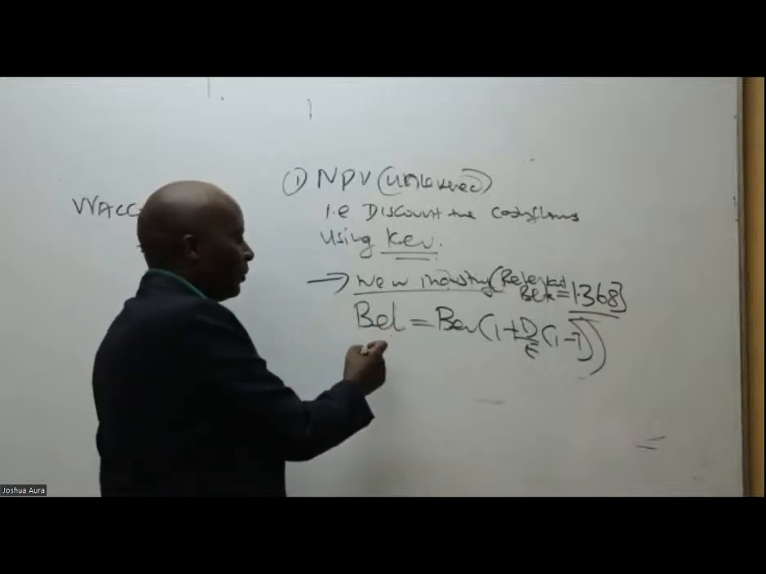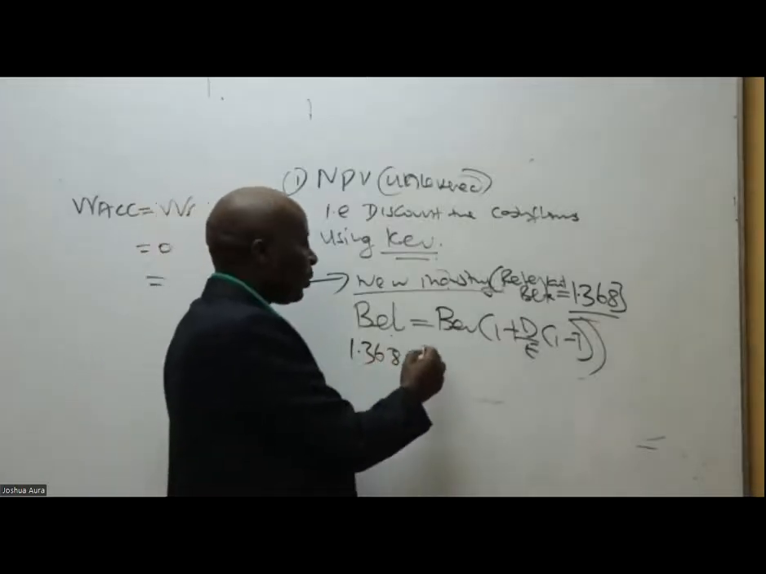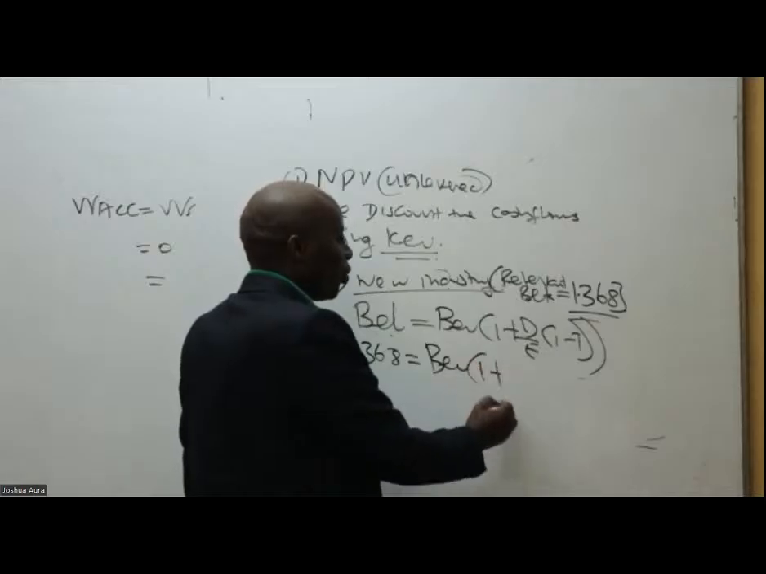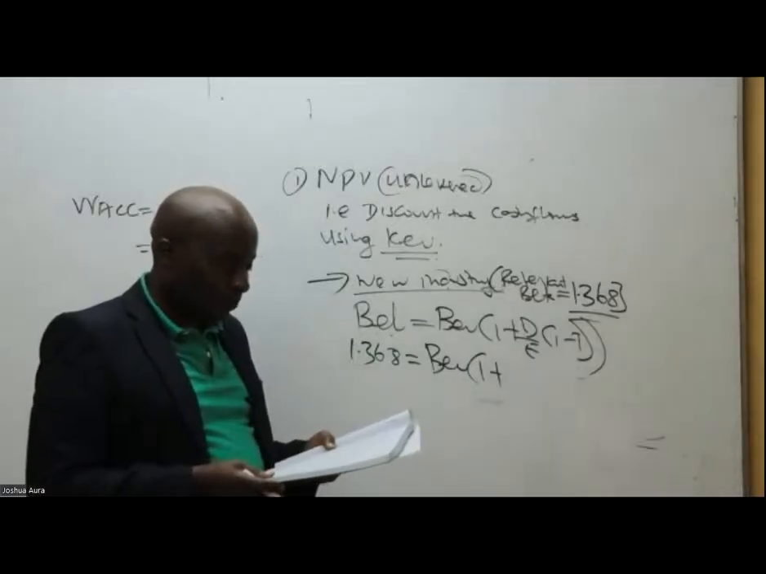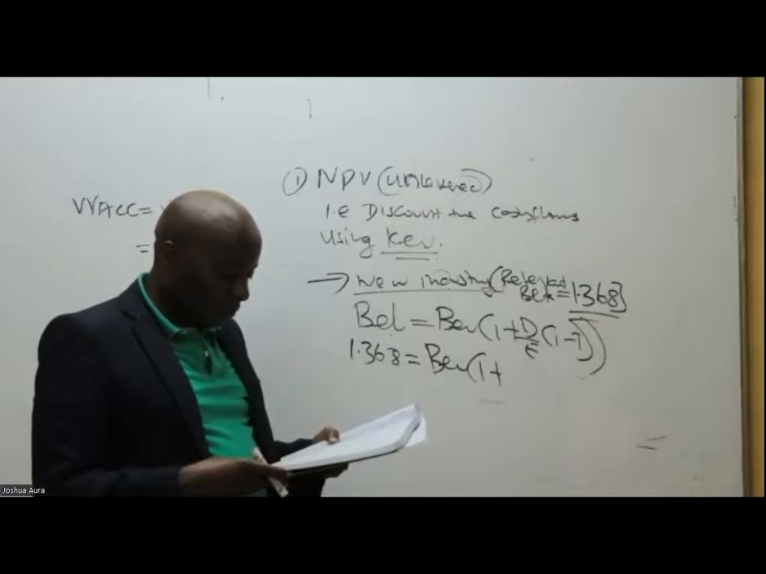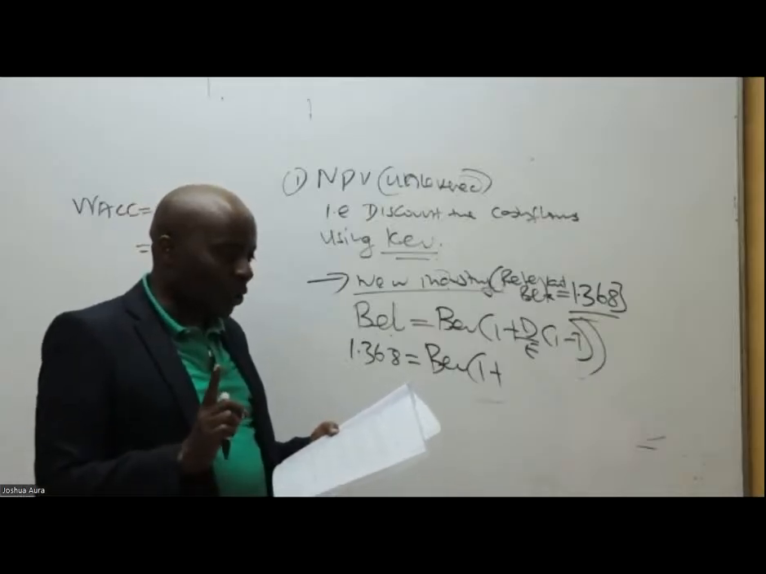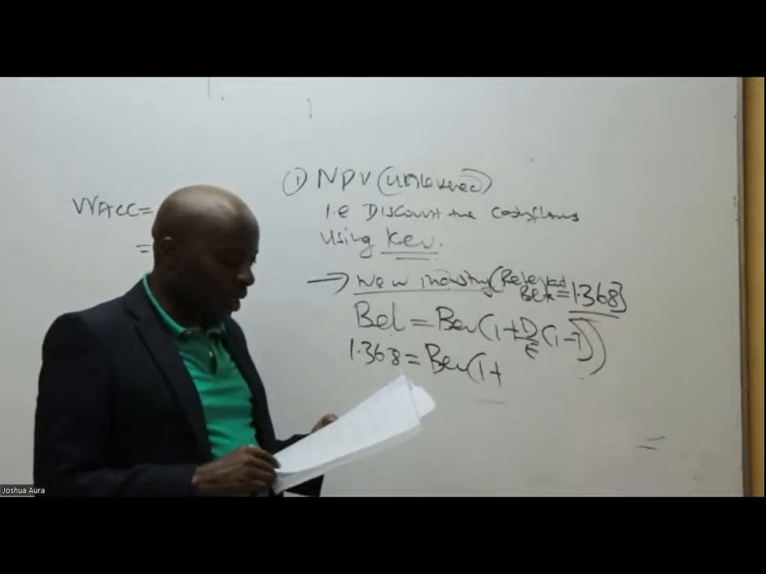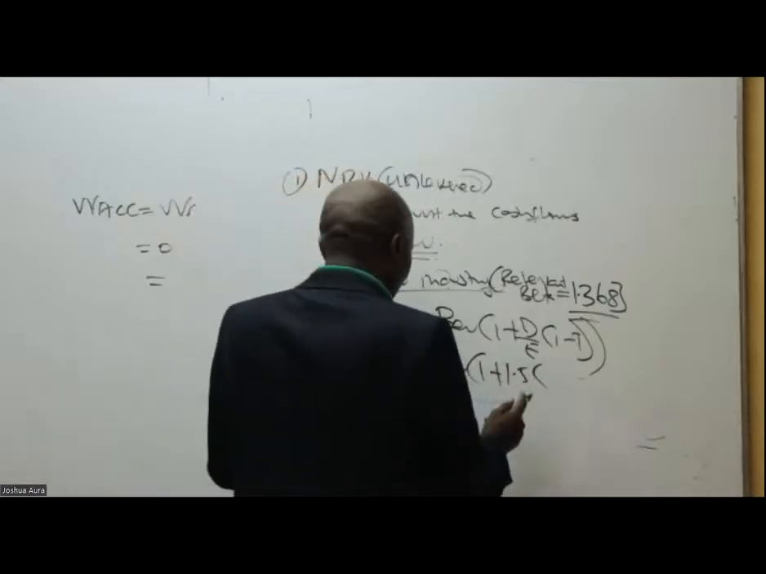So we already have the beta, which is 1.368, which equals the beta unlevered that we are looking for, times 1 plus. Are you able to see the debt to equity ratio of the new industry? All right, they're telling me it's 1.5. Thank you, 1.5. So what is the tax rate?